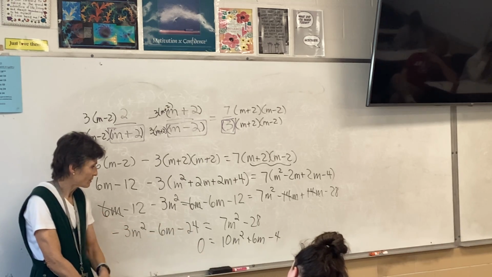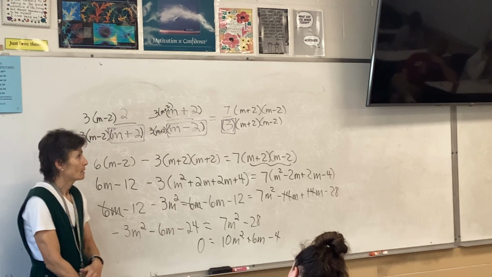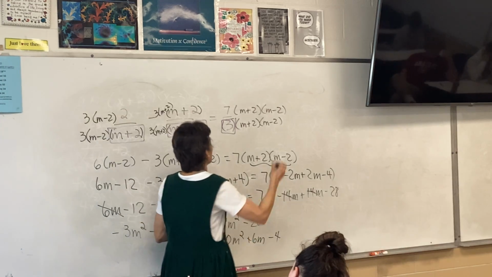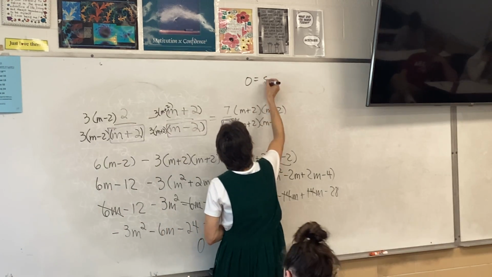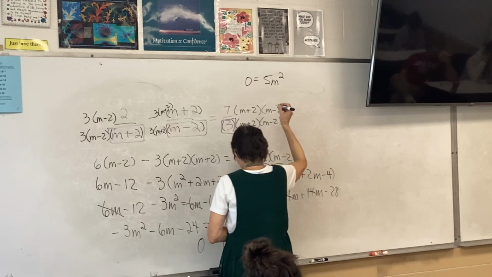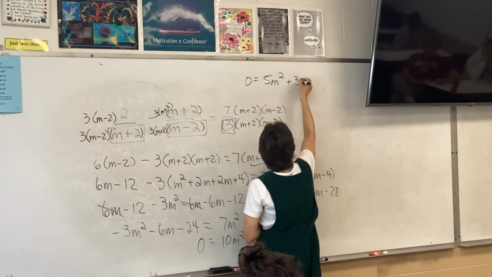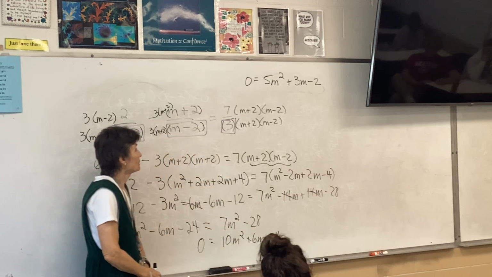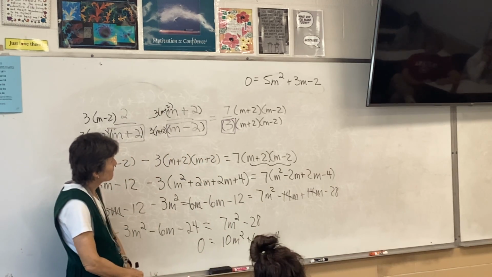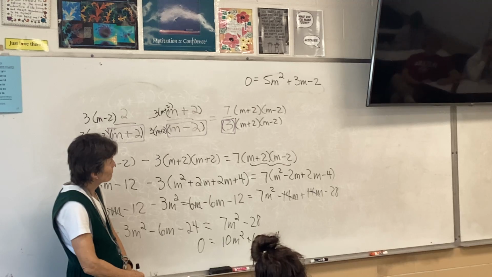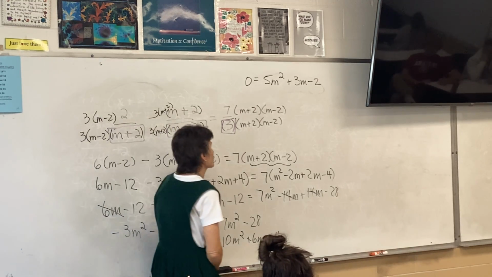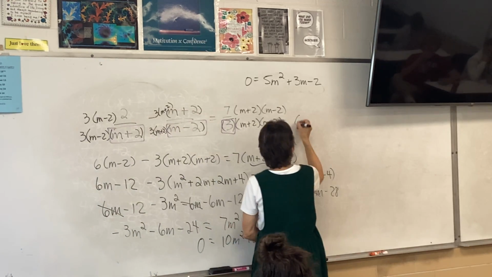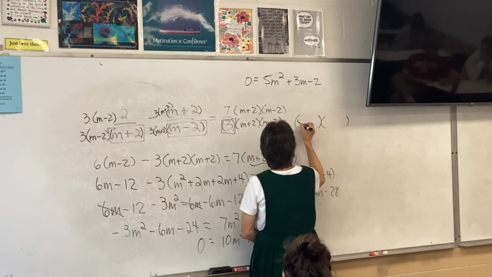Hey, can I divide everything by 2? Yes, you can. At least it'll make my numbers smaller. So 5m squared plus 3m minus 2. I'm thinking that might factor.